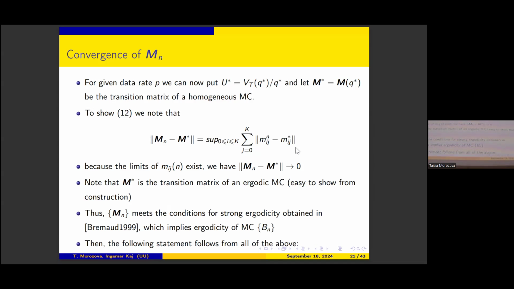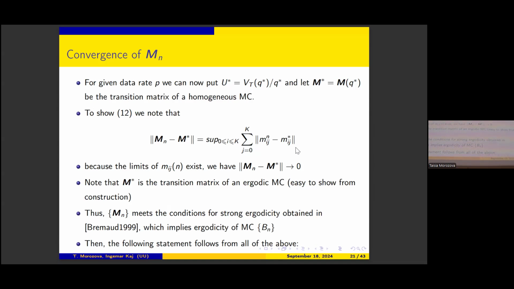Then what we need to show is that we have our matrix Mn and our matrix M star. What we really need to show is the convergence in norm, because the norm of the matrix is just a supremum of the sum of the elements, right? And this is exactly the formula for the strong ergodicity that we needed to show. But I think this convergence follows because we have the limit of Q star. So this holds for the Qn's, and then it will also hold for the matrices.